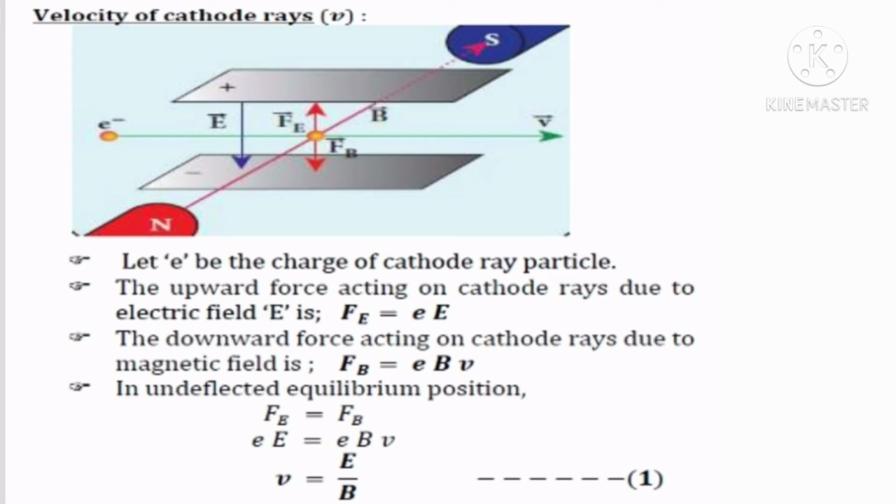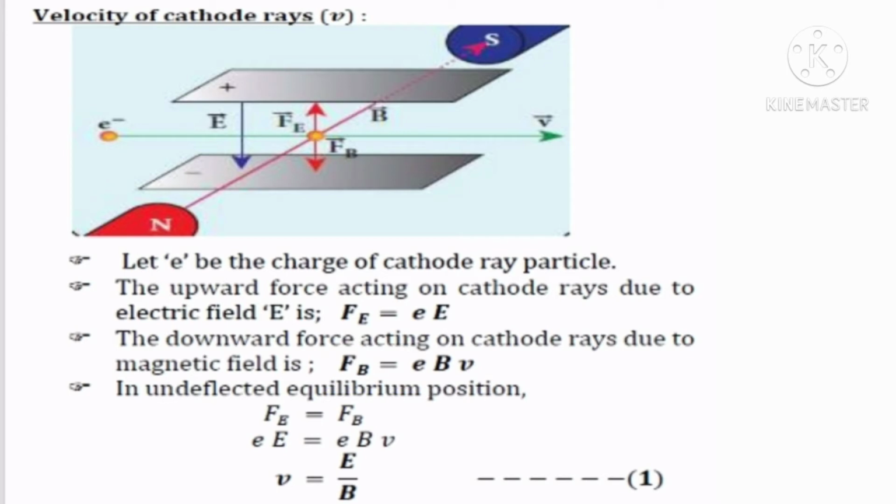First, let us derive the expression for the velocity of the cathode ray particle. The upward force acting on the cathode ray due to the electric field E can be written as Fe = eE. Here e represents the charge of the cathode ray particle. The downward force due to the magnetic field can be written as Fb = eBv. Here B represents the magnetic field and v represents the velocity of the cathode ray.